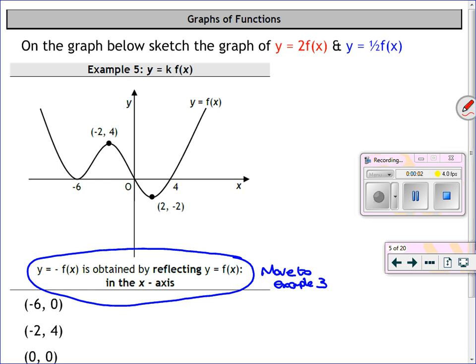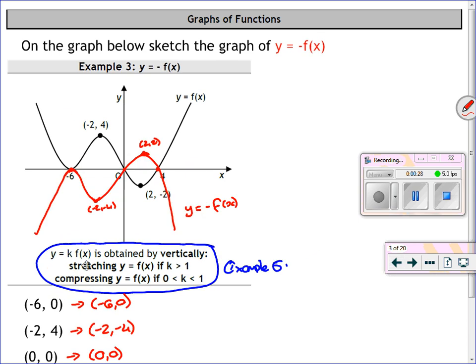Okay, the next transformation is transforming graphs when you have a number multiplying the front of the function. So, for example, if we have f of x, we want to know what the graph of k f of x looks like. So remember the explanation to this, since I made a little bit of a mess of this, the explanation you'll find at the bottom of example 3.